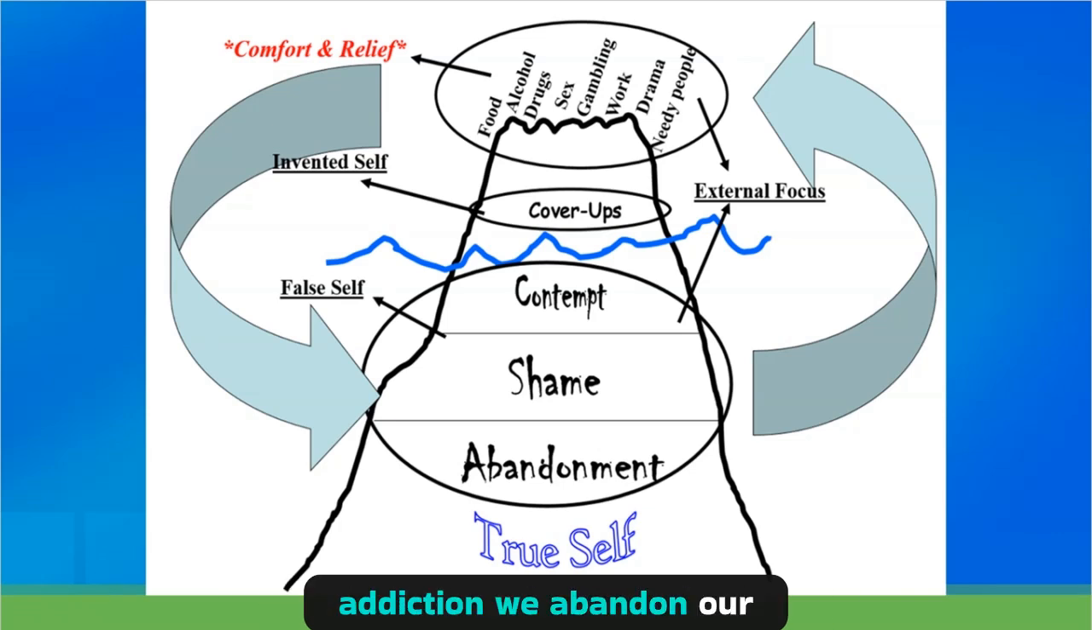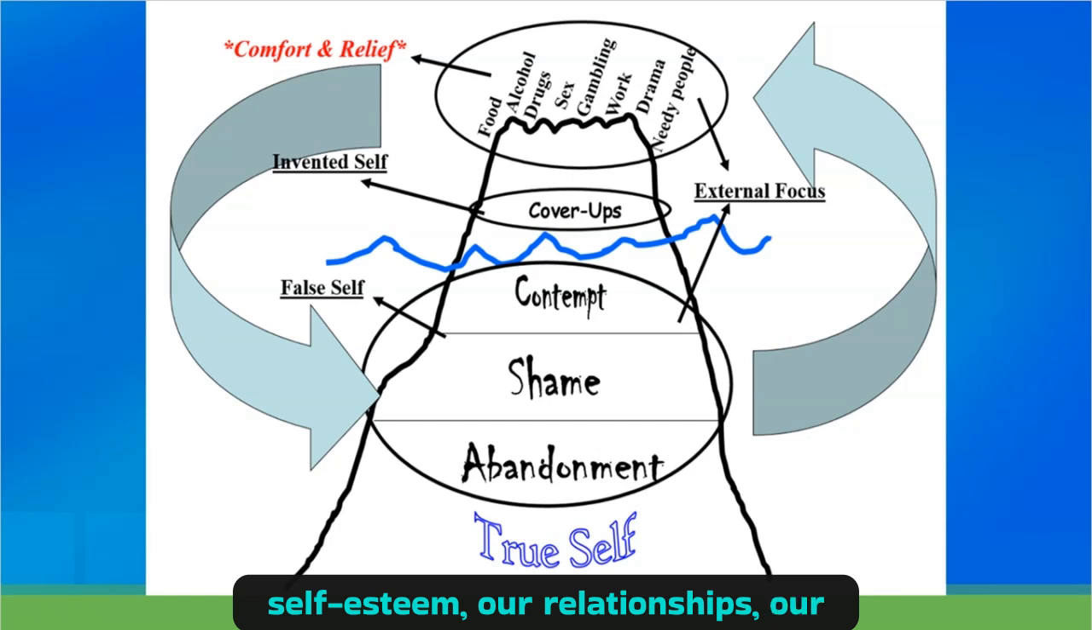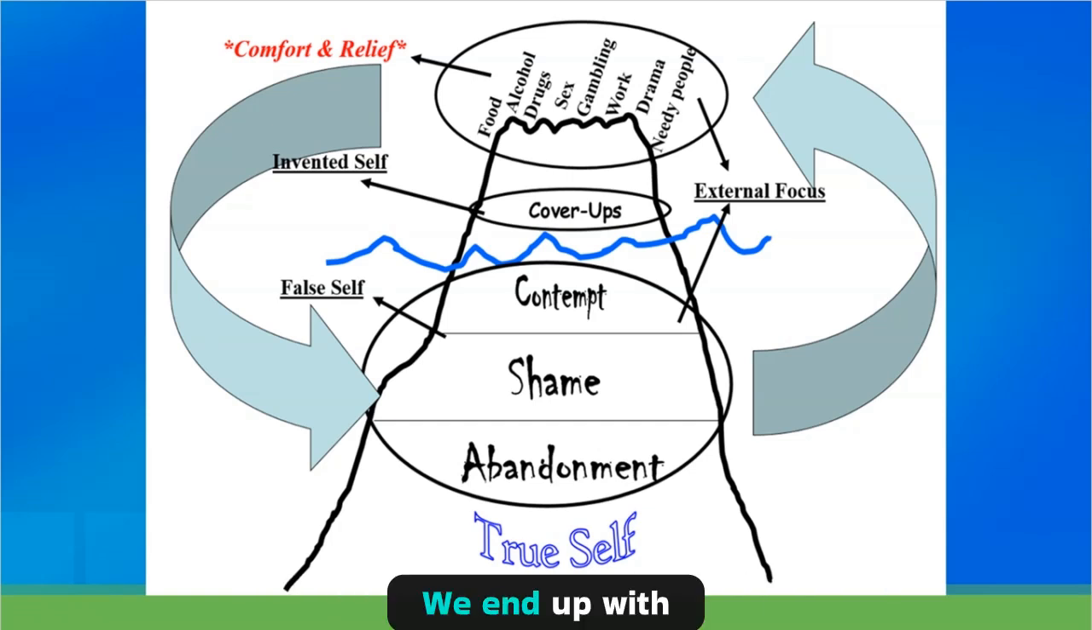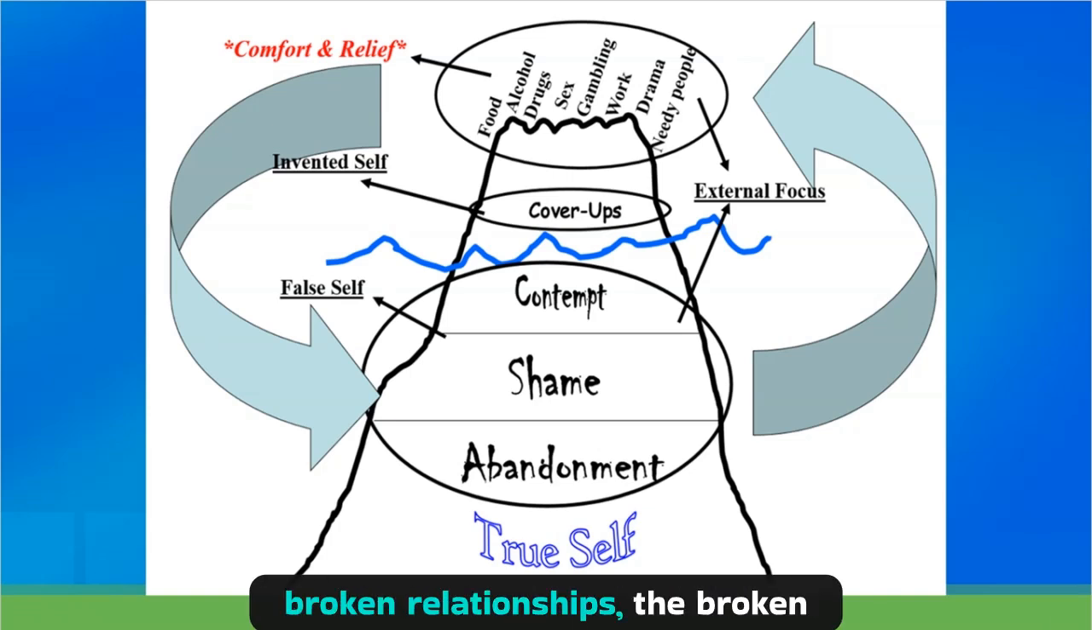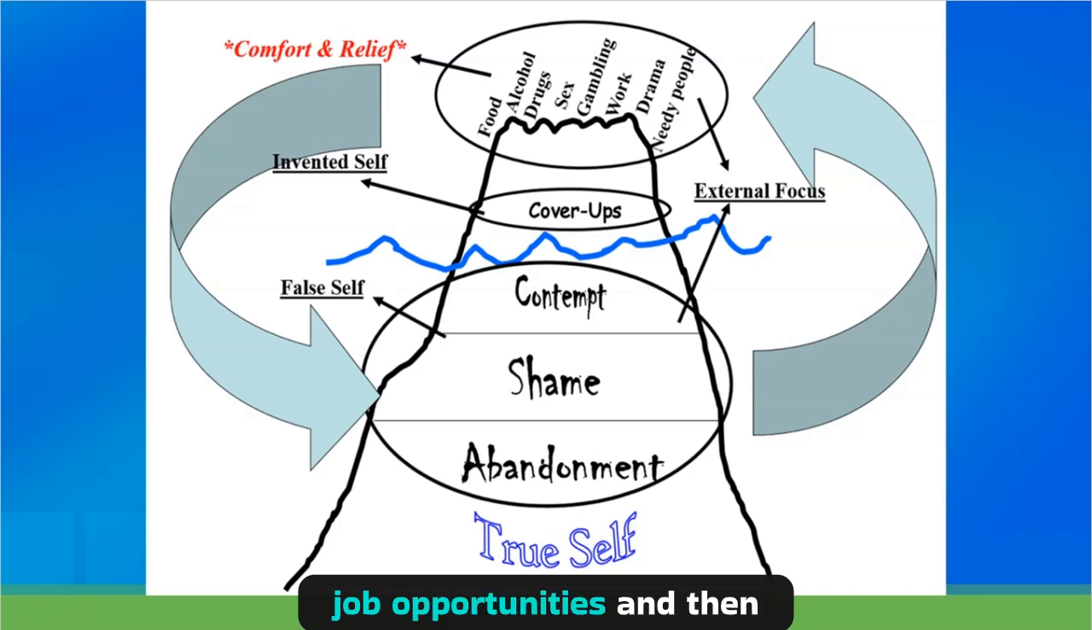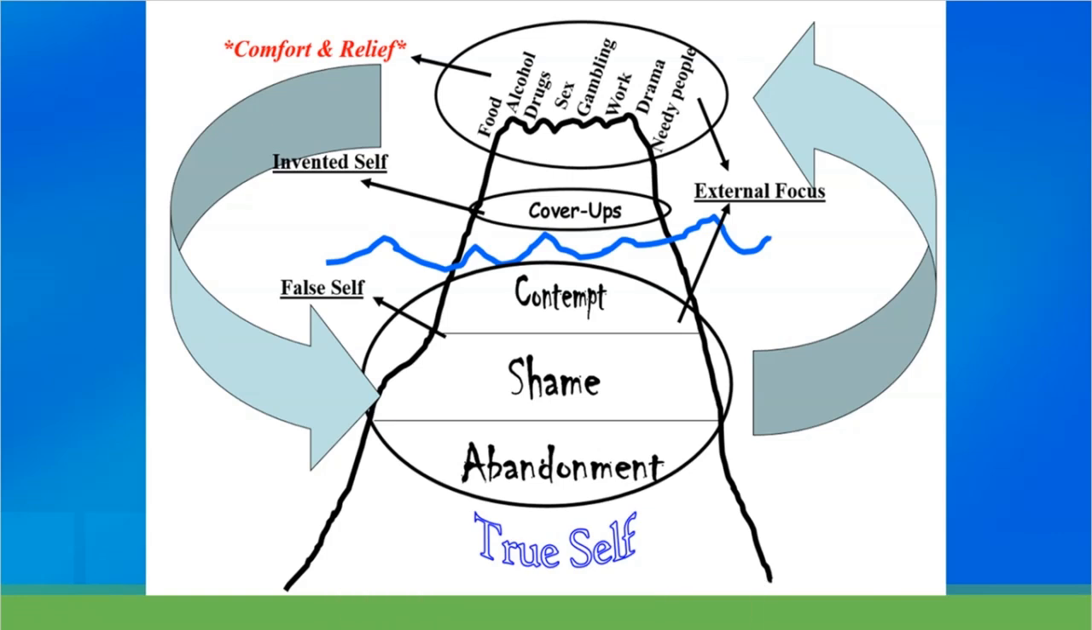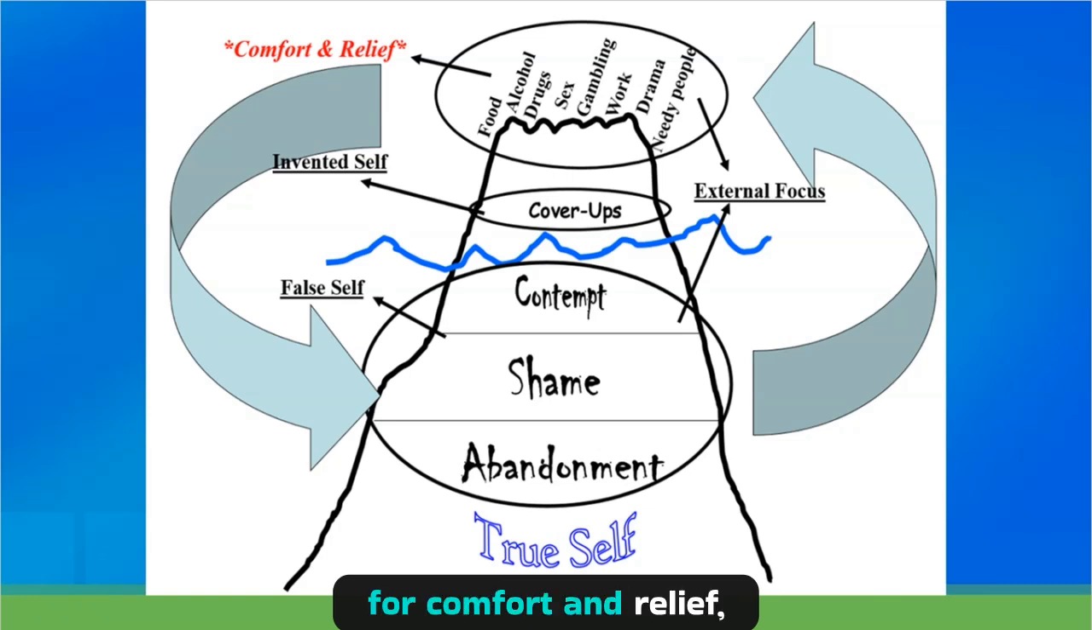Because through addiction, we abandon our self-esteem, our relationships, our money, our goals, our dreams. We end up with more and more shame related to the failures associated with the addiction, the broken promises, the broken relationships, the broken job opportunities, and then we fill up with either contempt for ourselves for making all these mistakes or contempt for all the people trying to change our addictive behavior. And because the pain in the iceberg grows, that increases the need for comfort and relief, which then increases the pain, and you can see the cycle.